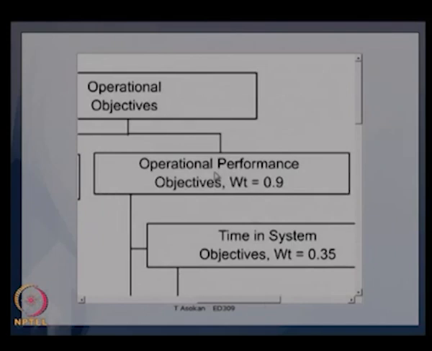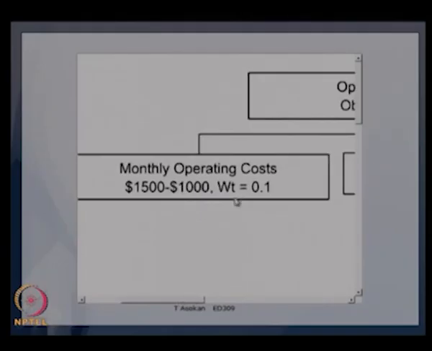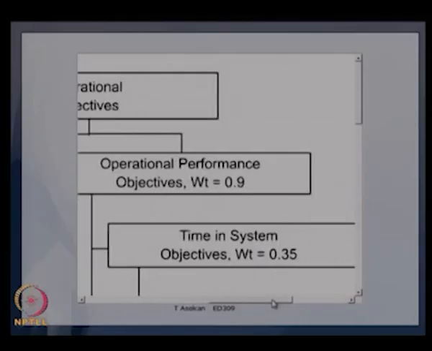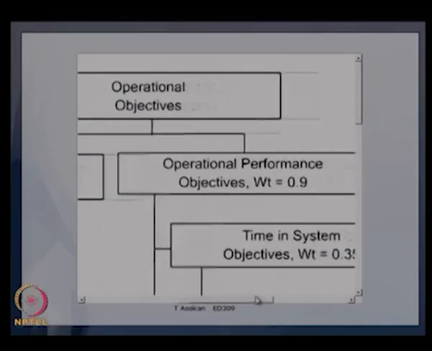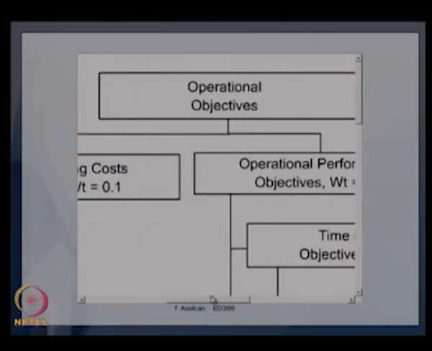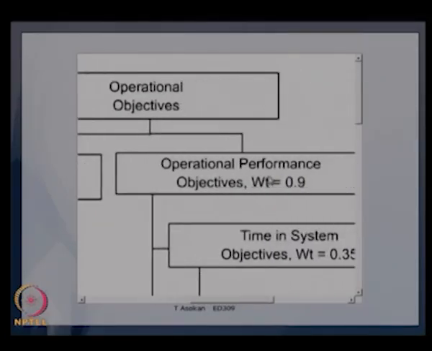You can see that the operational performance objective weight is 0.9, but the monthly operating cost weightage is 0.1. So here more weightage is given to operational performance. Whenever we have a trade-off, we need to make sure that the performance objective values are met rather than the cost objective. So we can always trade off cost to get a better operational performance.